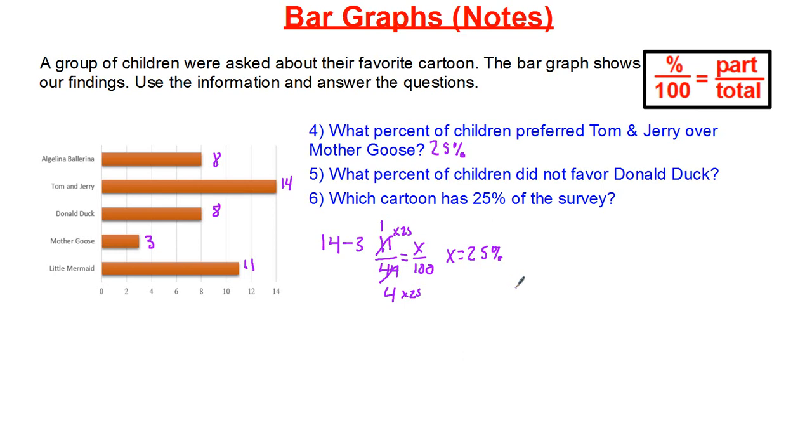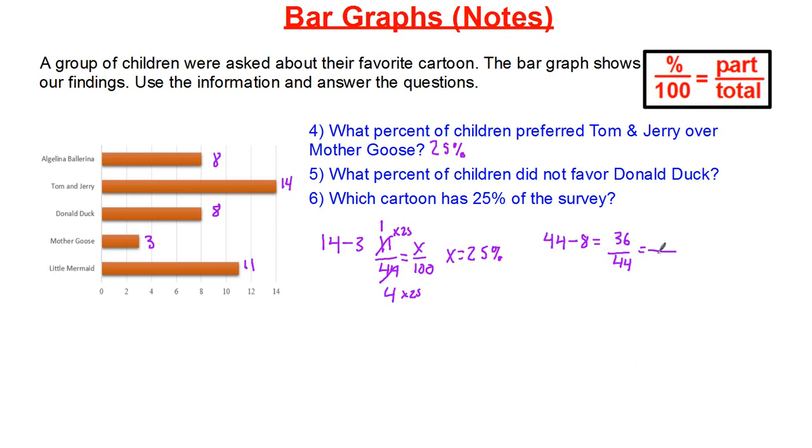Next, what percent of children did not favor Donald Duck? Did not favor Donald Duck. All right, so Donald Duck is 8. So I'm going to go ahead and take 44, our total amount, and subtract 8. So that's going to be equal to 36. So it'll be 36 out of 44 people do not like Donald Duck.